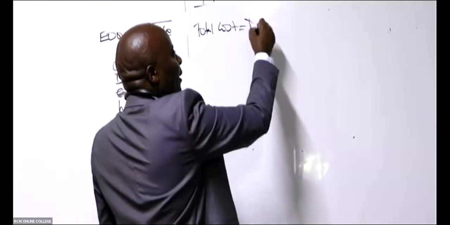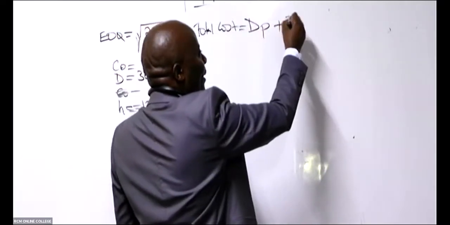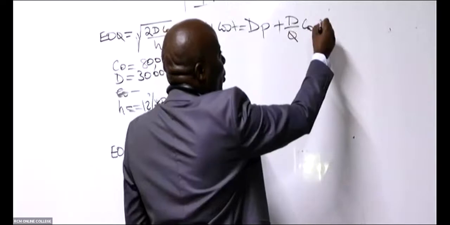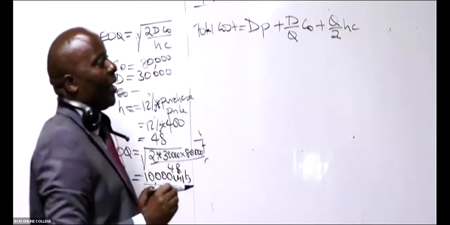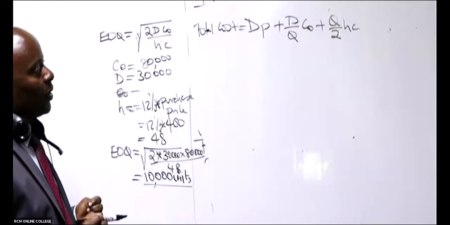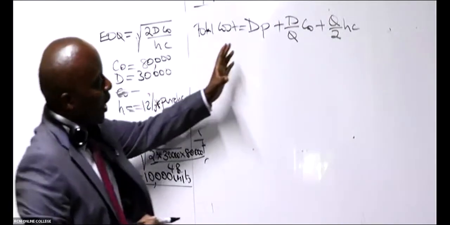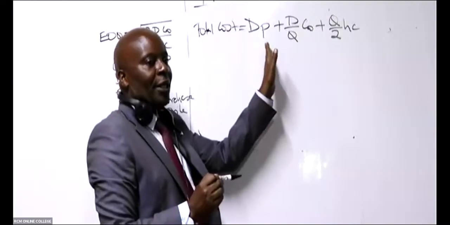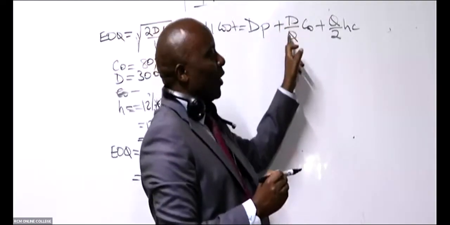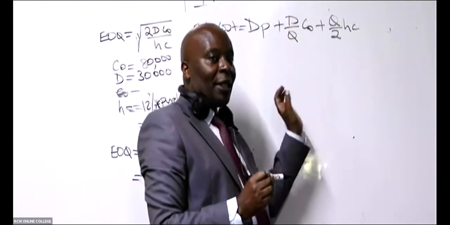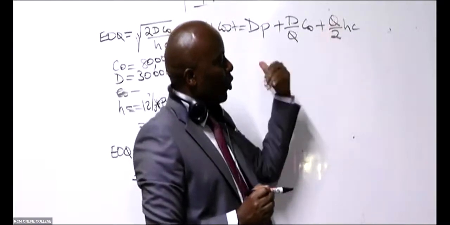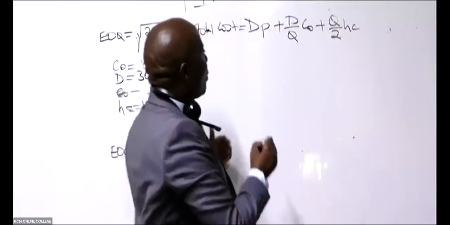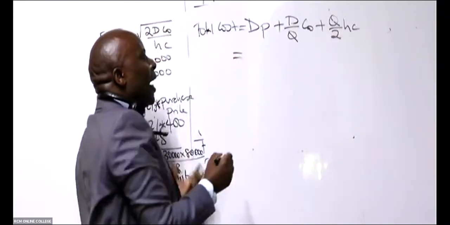DP. So you take DP, plus D over Q times CO, plus Q over 2 times HC, isn't it? Total cost equals annual demand times price per unit, plus annual demand divided by the Q you have gotten, times the cost per order, plus that EOQ you have gotten divided by 2 times HC. So in this particular case, what is the annual demand?